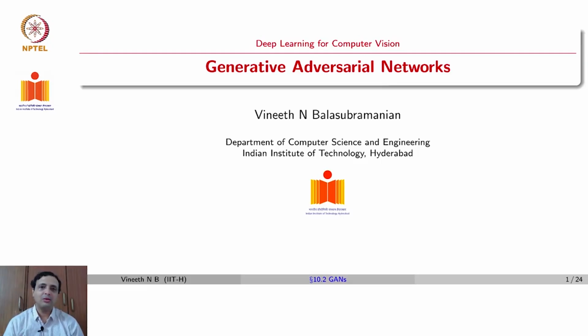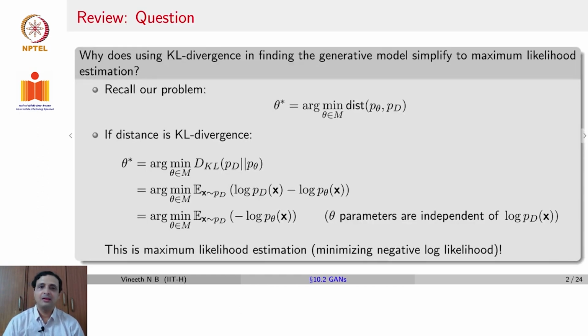We'll now talk about the first kind of deep generative models, which are perhaps arguably the most popular deep generative model too, which is Generative Adversarial Networks, or GANs. The question that we left behind from the last lecture was, why does using KL divergence in finding the generative model simplify to maximum likelihood estimation?